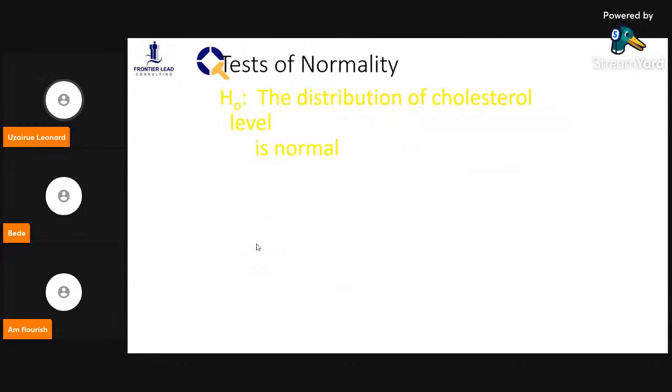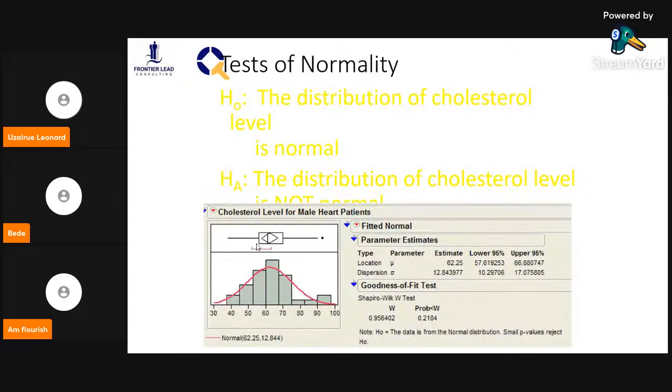Now, the next thing I want to look at, cholesterol. This hypothesis is saying that the distribution of cholesterol is normal, while the null hypothesis says that the distribution of cholesterol level is not normal. Then what will we do now? This is our data set. Now, merely looking at this data set alone, we already know that this data set is normally distributed.